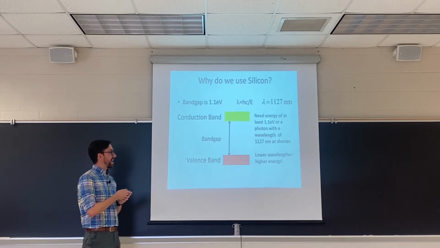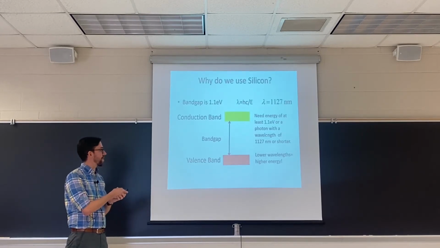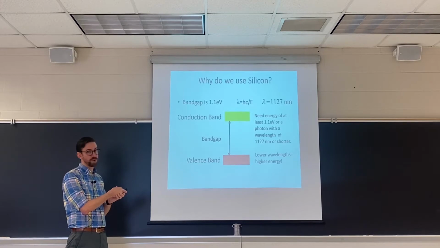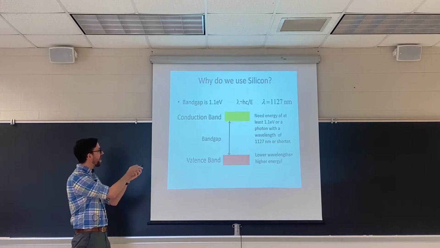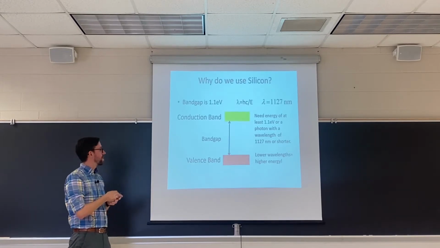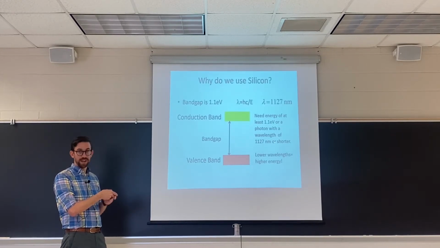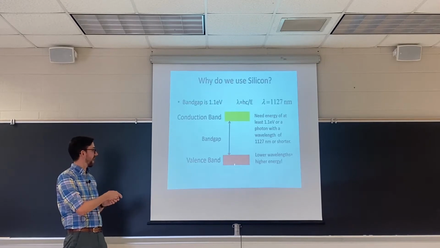I need light that has an energy of at least 1.1 electron volts, or in other words, I can say a photon with a wavelength of 1,127 nanometers or shorter, because remember, the higher your energy, the lower your wavelength. So lower wavelengths equal higher energy. As long as I have this energy and greater, or this wavelength and shorter, I'll be able to excite an electron from my valence band to my conduction band.